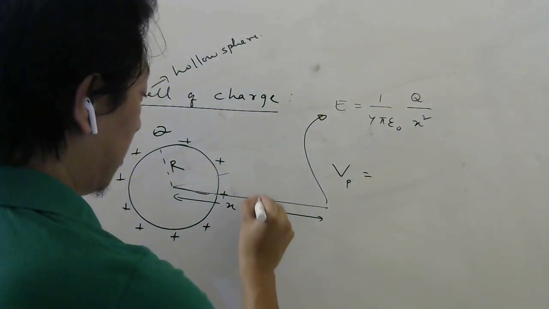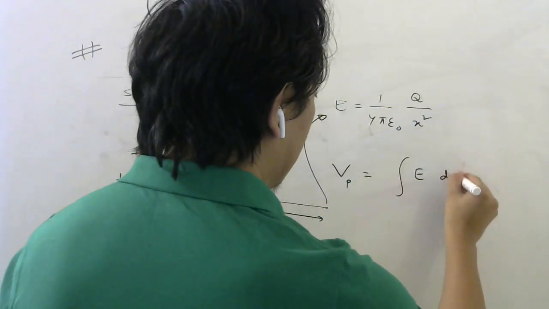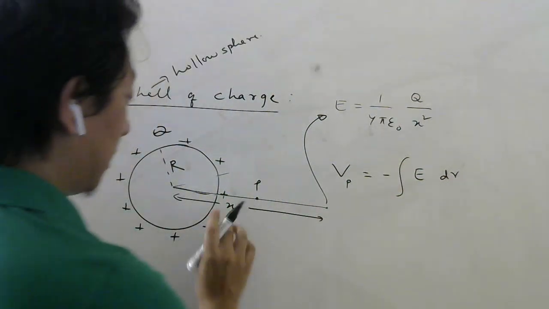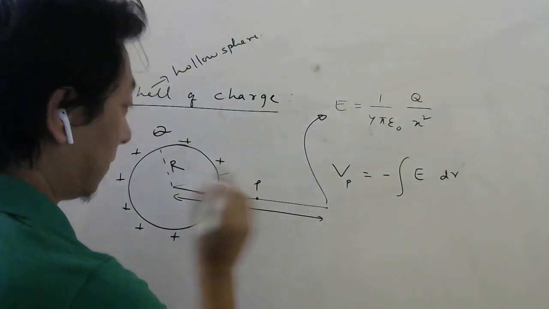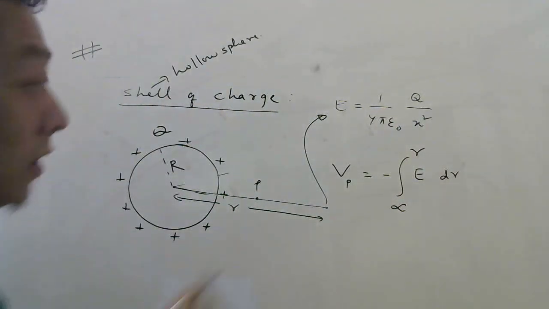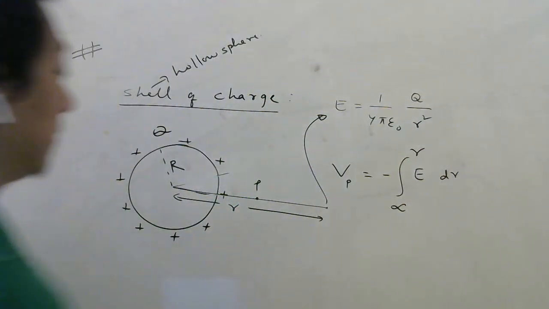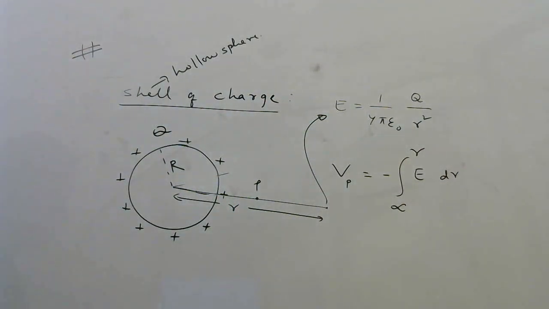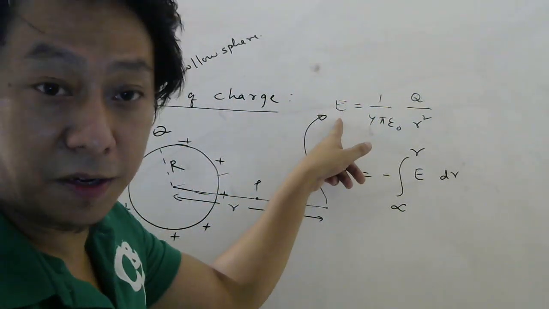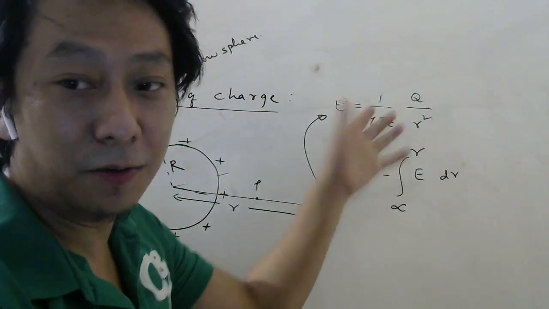Let us say this is the point P. I want to find the potential. I will integrate E dr, with a minus sign, from infinity to that point r. Let me write it as R itself, and since I am taking this as r, let me write small r. Now we already know the formula for electric field. Yes or no, students? So we will just substitute this electric field and do the integration.